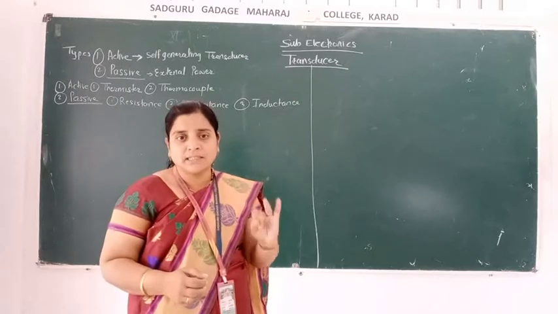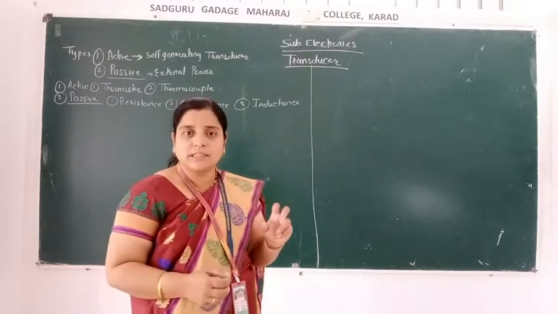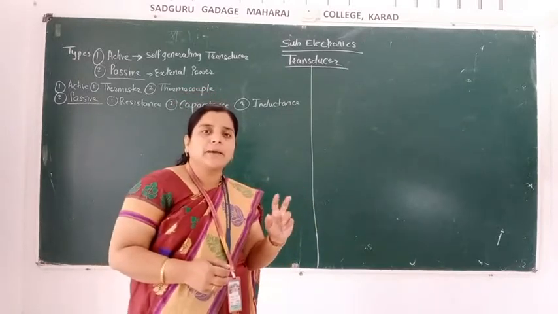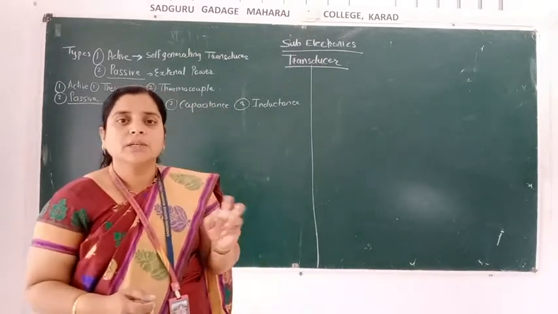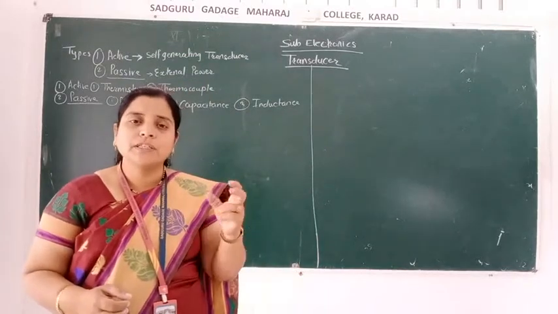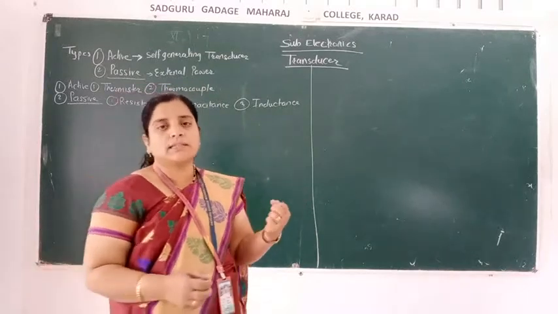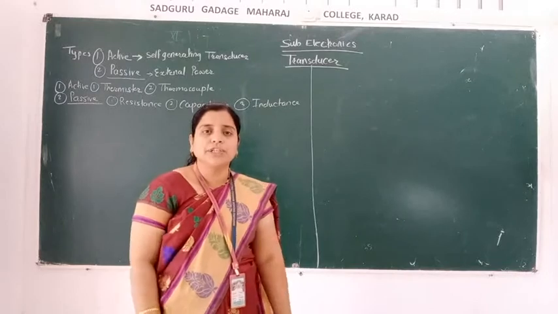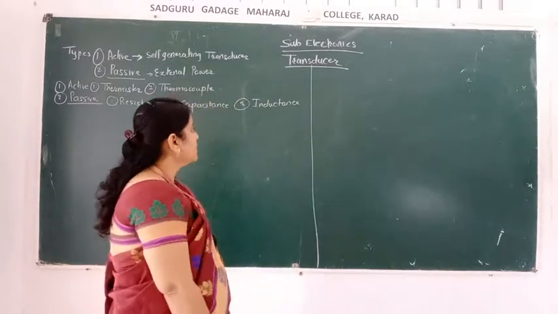Resistor and resistance have a difference. The property is called resistance and the component is called a resistor. Similarly, capacitance and capacitor. A capacitor is the component which has the property of capacitance. Capacitance means the property of storing charge. An inductor is that which induces a voltage when current is given.